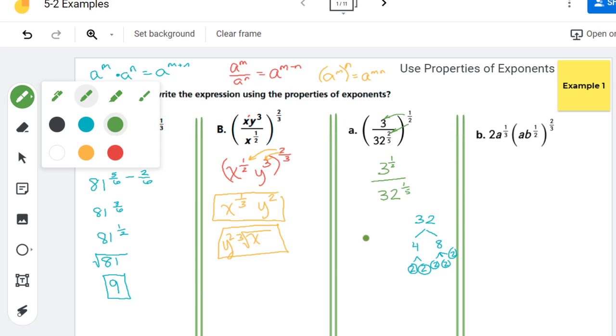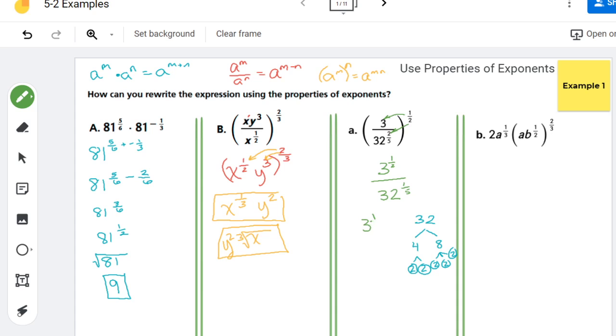So I'm just going to rewrite this expression like that. So I have 3 to the 1/2 over 32, which is 2 to the 5th to the 1/5. Now if I use that really nice power of a power property here, I can multiply together these two exponents. So my numerator is still 3 to the 1/2, but here in the denominator, 5 times 1/5 is just 1, so 2 to the 1st power.